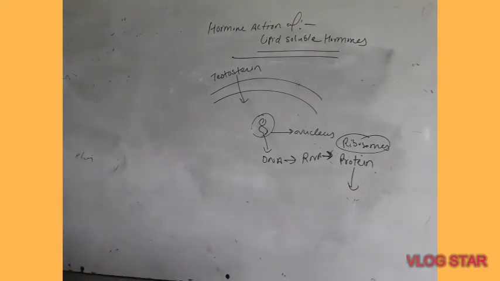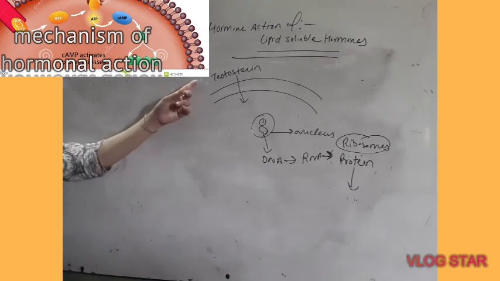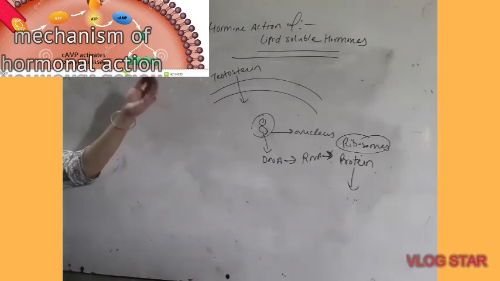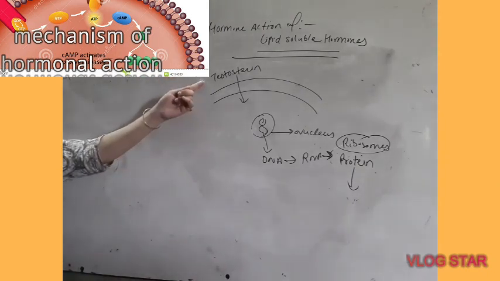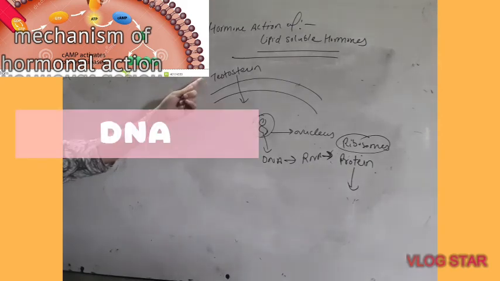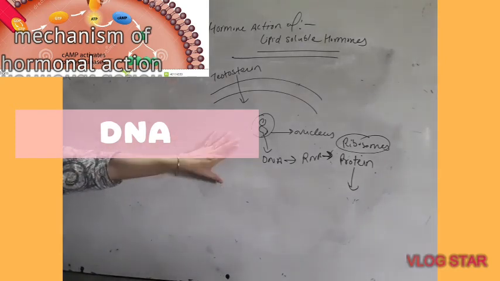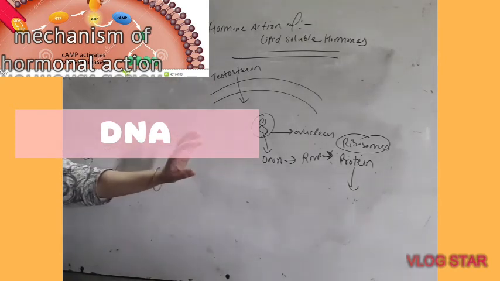Let us take the functions of testosterone. What are the functions of testosterone? Appearance of male characters in the male body, like the appearance of beard and mustaches. How do these things appear? When testosterone is released by the gland, it enters the cell, and from the cell into the nucleus, and then combines with the DNA and stimulates the DNA to form RNA.